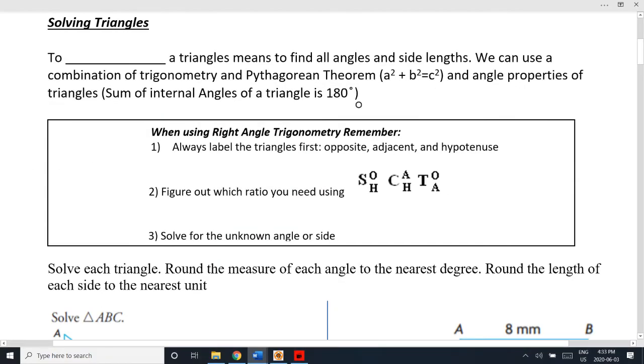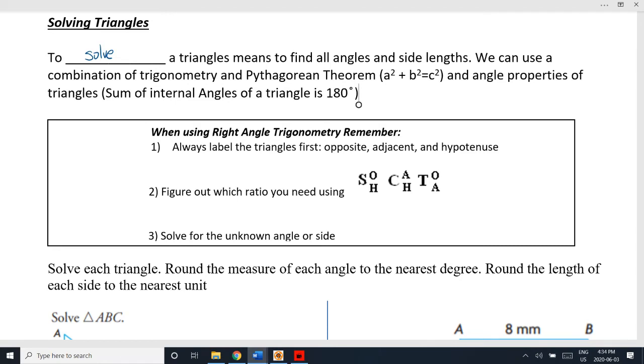Solving triangles. To solve a triangle means to find all the angles and side lengths. We can use any combination of trigonometry and Pythagorean theorem, that's a squared plus b squared is equal to c squared, and angle properties of triangles, where the sum of internal angles of a triangle is 180 degrees.